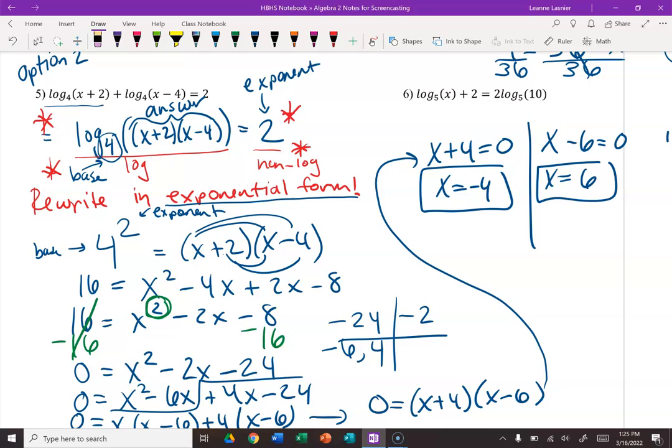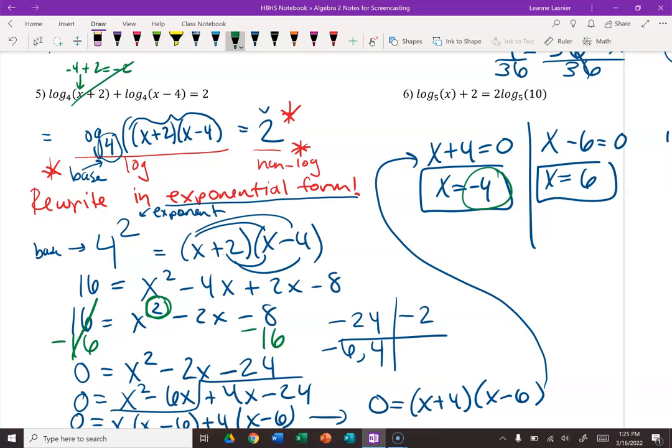So let's see here. This was our original equation. So for the negative 4 option, if I plug that in here, I'd have negative 4 plus 2, which is negative. So I can't plug in negative 4. So this one would be considered an extraneous solution.